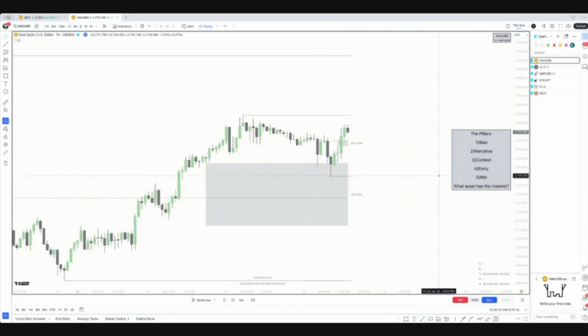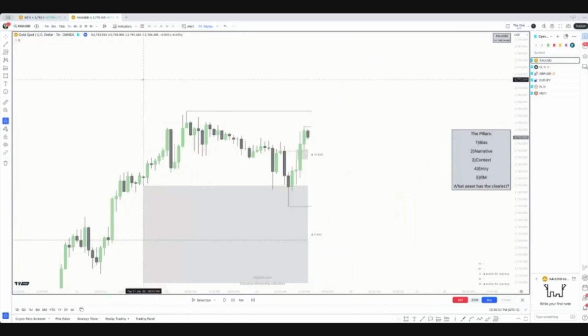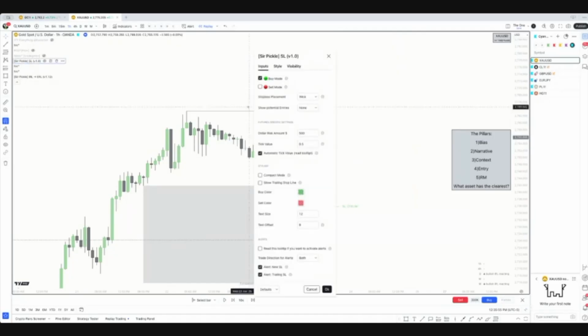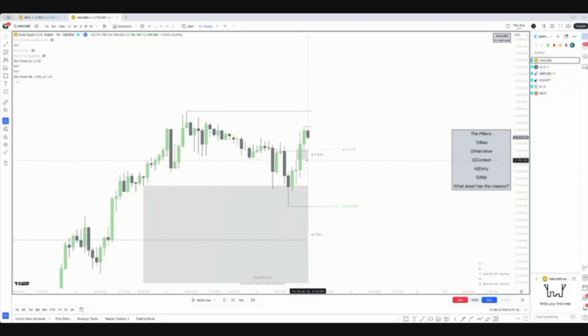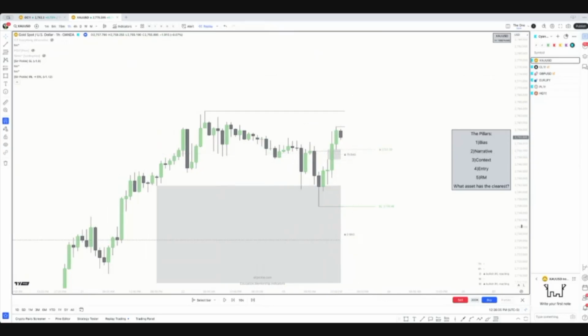You guys get the point where you want to enter right here. Actually, let's turn on the stop loss indicator and set potential entries, because it'll also show you potential entries. You can open up where it says all. This is going to be the only entry right here that we have pretty much.